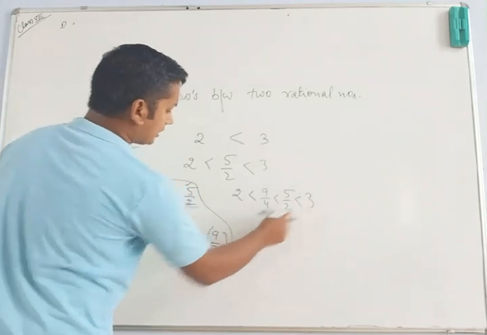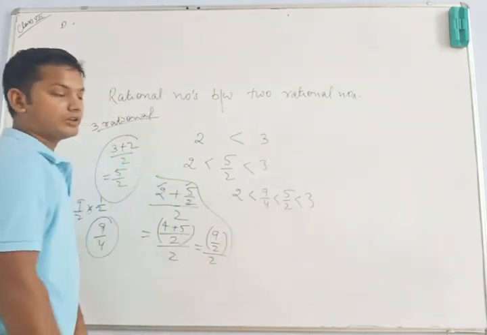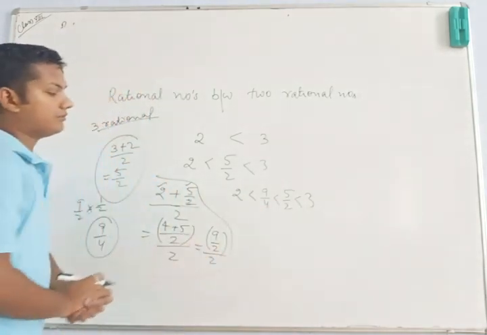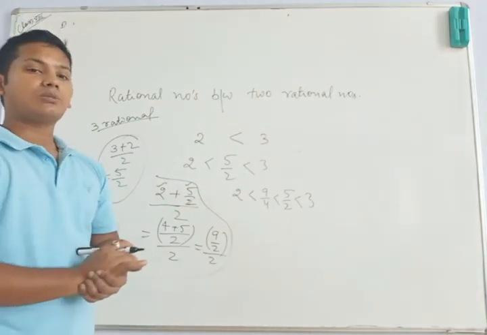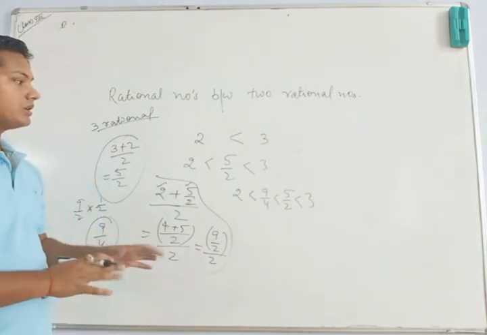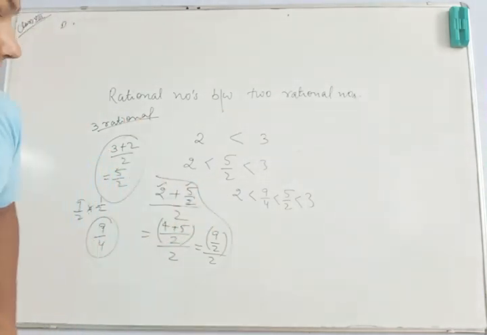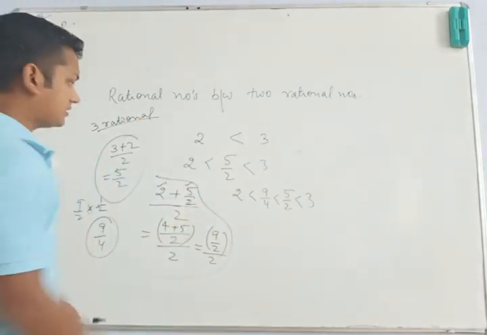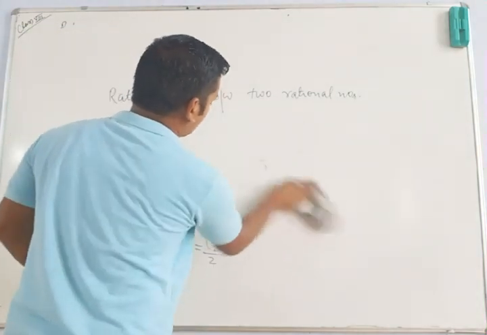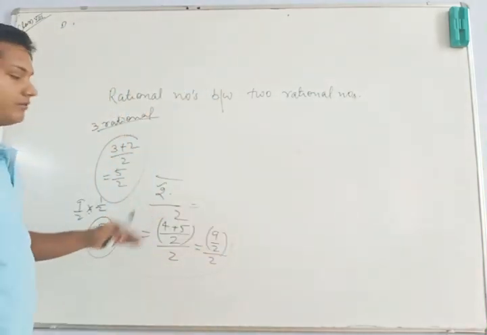Similarly, between these two I can find out, or between these two I can find out. Okay, so in this manner I can find as many rational numbers as I want. So between two numbers I can find infinitely many rational numbers. Now, another aspect. This was the first method.